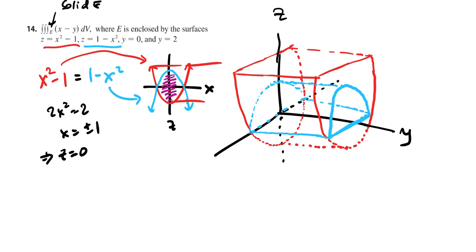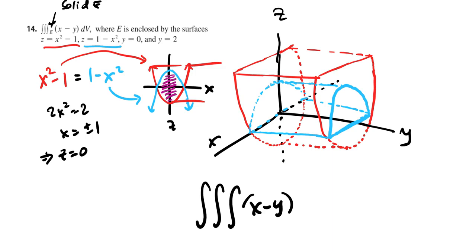Let me put the x here. So we need a triple integral of x minus y dv. So I'm going to do dz first. z goes from x squared minus 1 to 1 minus x squared. That's what's going on in the z direction.